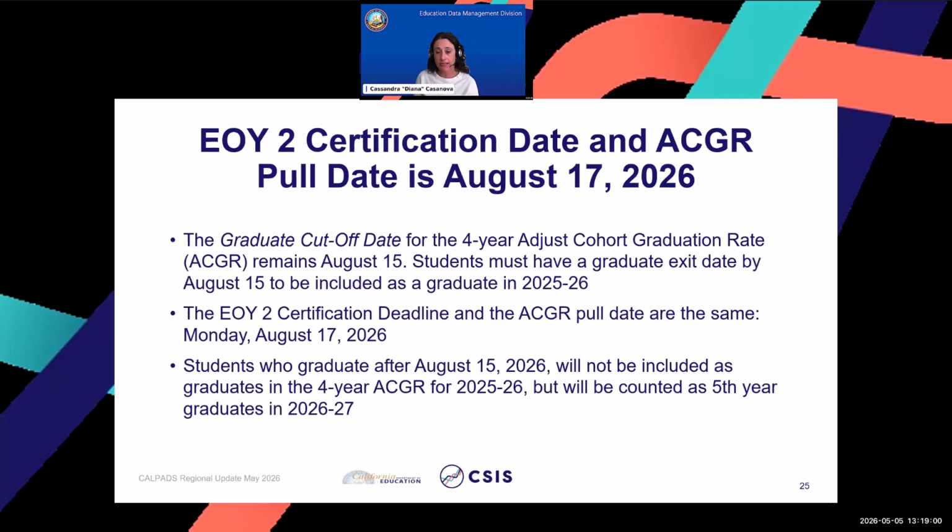The certification deadline and the ACGR pull date will always be the next business day after that August 15th graduate cutoff date. However, when August 15th falls on a Friday or the weekend, the certification deadline and ACGR pull date will be the Monday the following week. So we're in this scenario this year with August 15th being a Friday, therefore August 17th becomes the certification deadline and the ACGR pull date. As a reminder, students who graduate after August 15, 2026 will not be included as graduates in the 4-year ACGR, adjusted cohort graduation rate, for 25-26, but they will be counted as 5th-year graduates in 26-27.